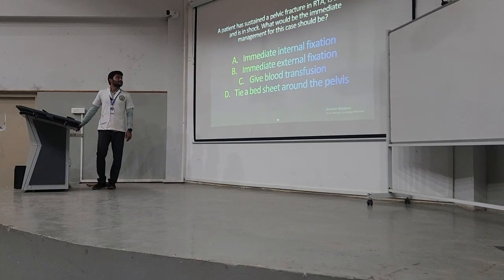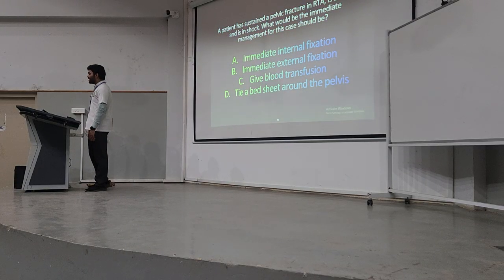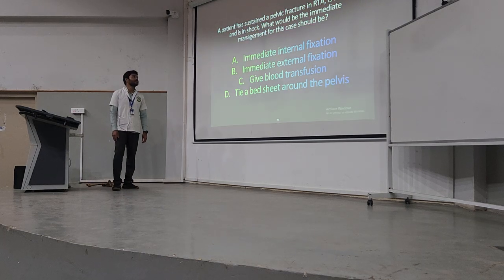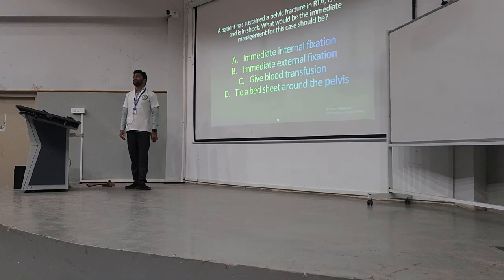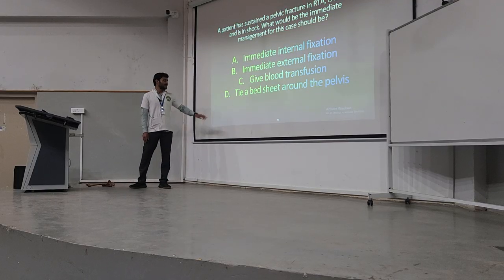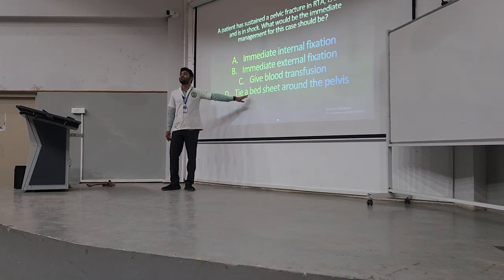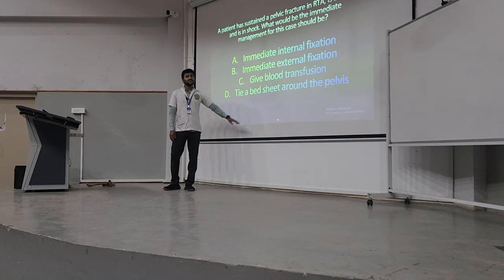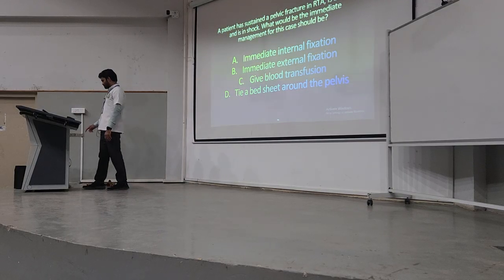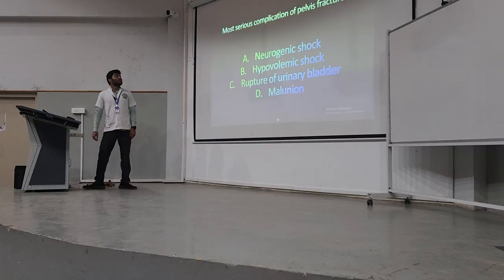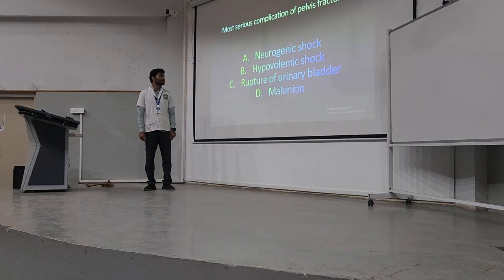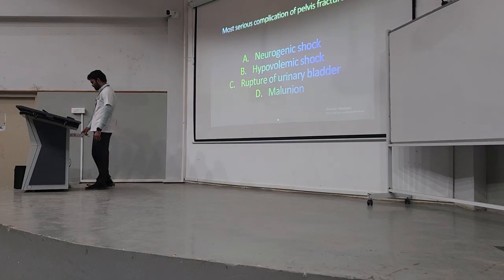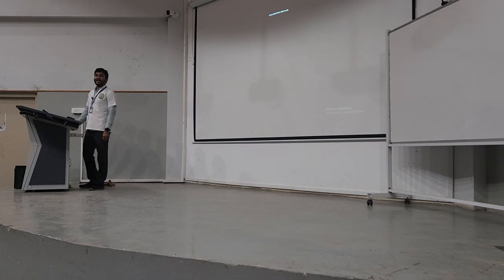So now this is an MCQ. A patient has sustained a pelvic fracture in RTA, is bleeding and in shock. What would be the immediate management for this case? Tie a bed sheet around the pelvis to prevent blood loss and to prevent hypovolemic shock. Most serious complication of pelvis fracture is... correct. The references I have taken for this slide are Maheshwari and Mhaskar.